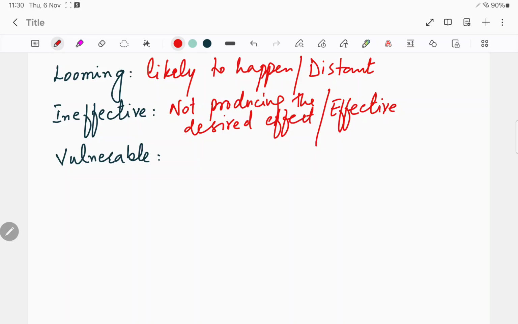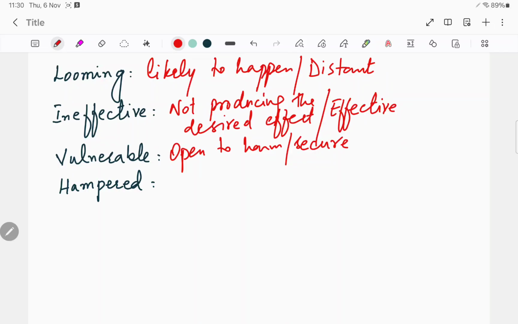The next word is vulnerable, which means something which is open to harm, or something which is weak, and the antonym can be something which is secure or strong. Sentence we can have for vulnerable is like a country remains vulnerable to economic collapse due to its growing population.